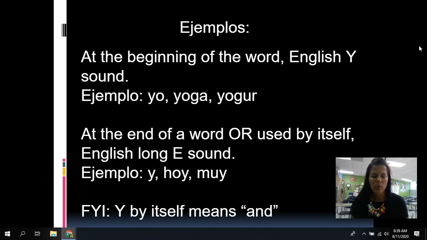All right. Then we have that word hoy, which we saw earlier in the notes, and that means today, and muy, which is very. And I already said this, but Y by itself means and. And definitely write that down.